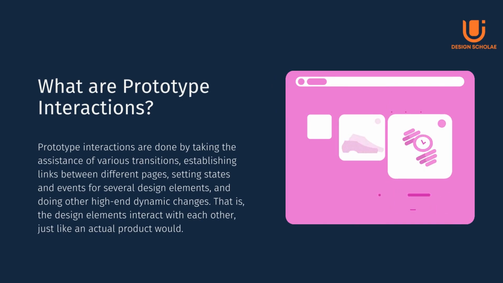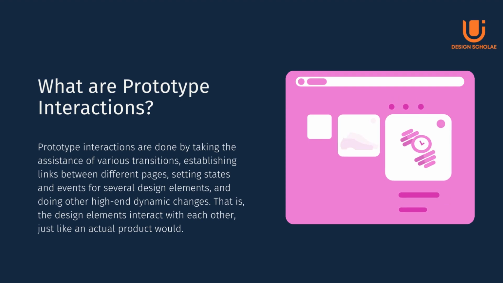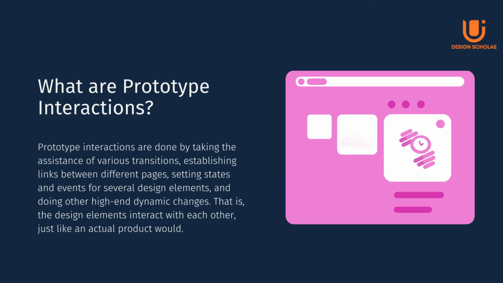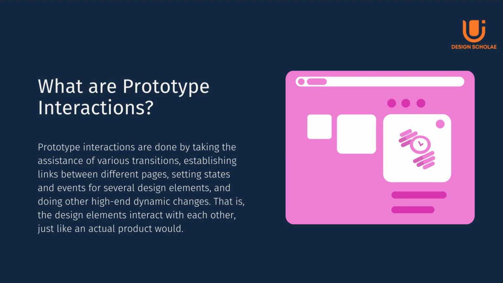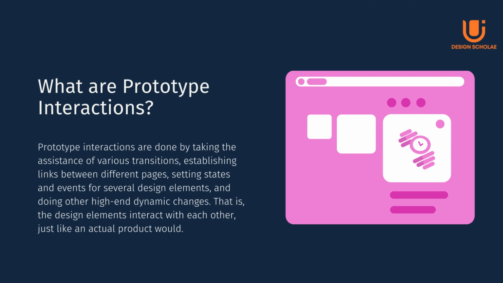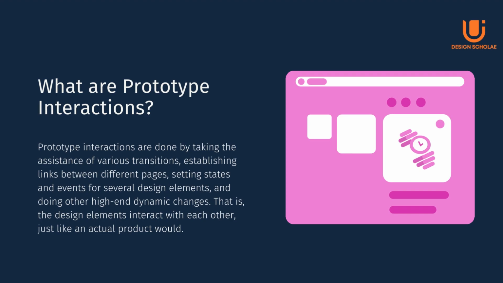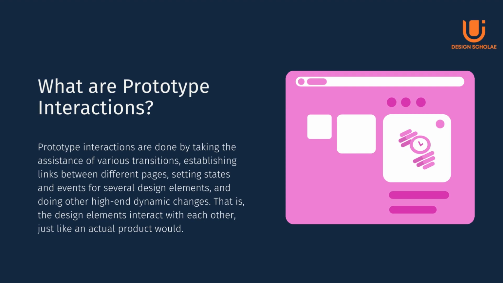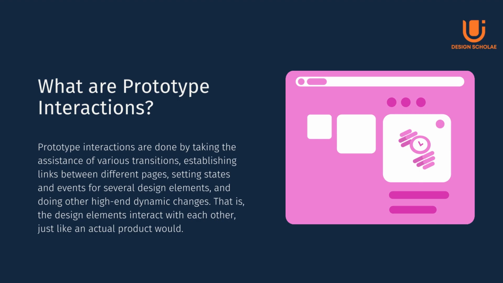What are prototype interactions? You might already know that a prototype depicts the overall structure and function of a product for its target platform. You can make connections between frames to create flows or pathways through an interactive design. Prototyped interactions are done by taking the assistance of various transitions, establishing links between different pages, setting states and events for several design elements, and doing other high end dynamic changes. That is, the design elements interact with each other just like an actual product would.